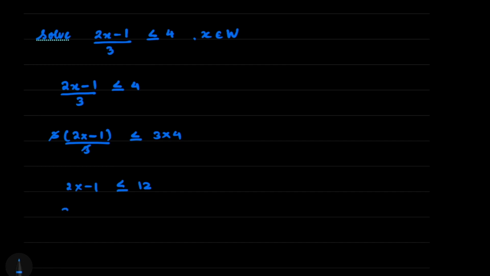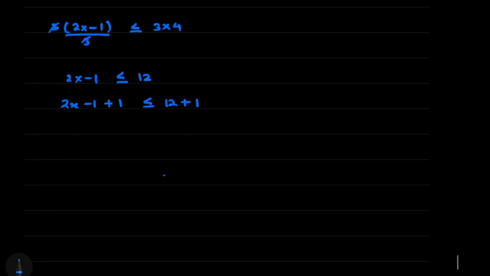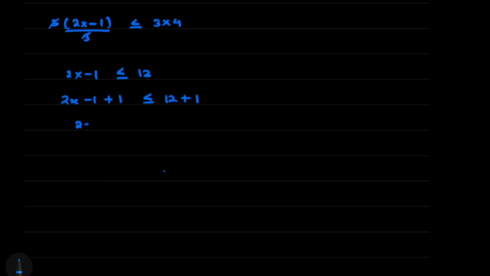Now let's add 1 on both sides. Also see, if we add or subtract any number on both sides, the inequality remains the same. So we get 2x is less than or equal to 13. Now we again divide by 2 on both sides. As it's a positive division, the inequality remains the same, does not reverse. So we get x is less than or equal to 13 by 2, or 6.5.